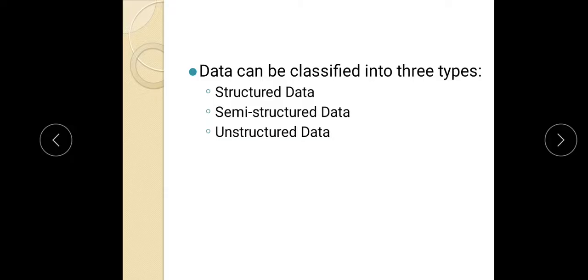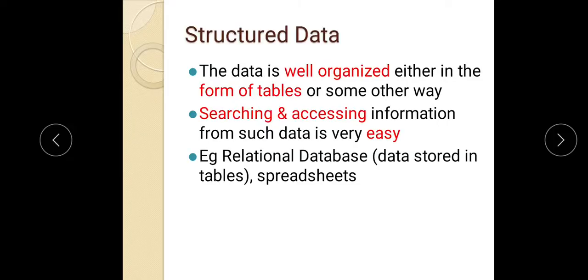From the name itself, it is clear that structured data means it is well organized data. Semi-structured means it is not as well organized as the structured data, but we can easily store the data. Unstructured means not at all in a structured format. Clear? So let us see the details.